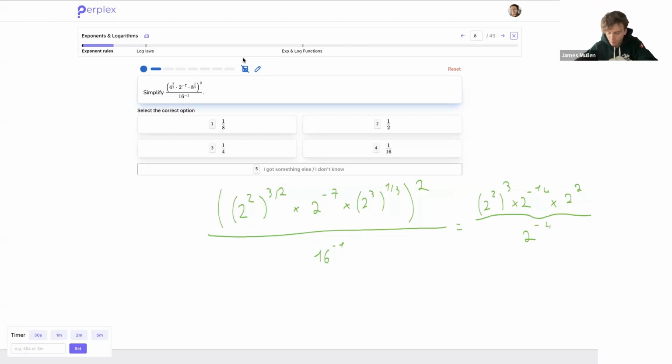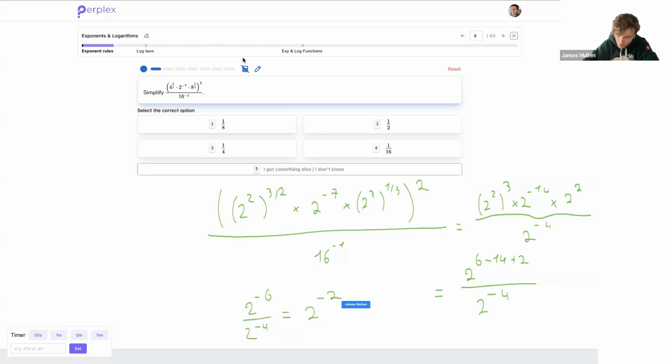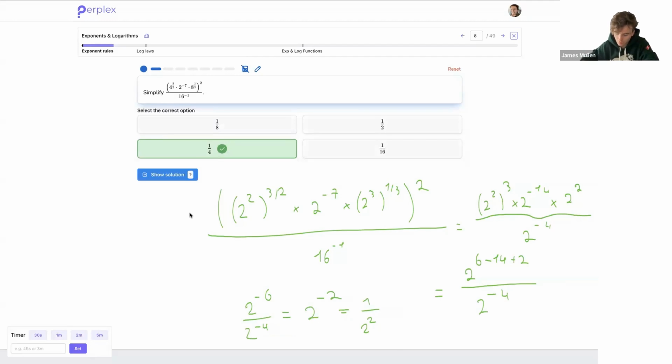Okay, that means that I have 2 to the 6 minus 14 plus 2 over 2 to the minus 4. The numerator is going to give me 6 minus 14 is minus 8, plus 2 is minus 6, and I do 2 to the negative 6 divided by 2 to the negative 4, which will give me 2 to the negative 2, which is 1 over 2 squared, and that is 1 over 4. Okay, perfect.